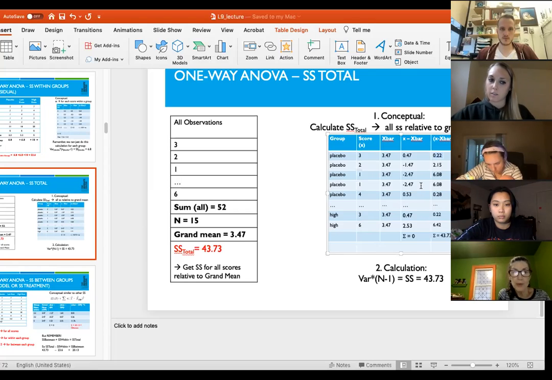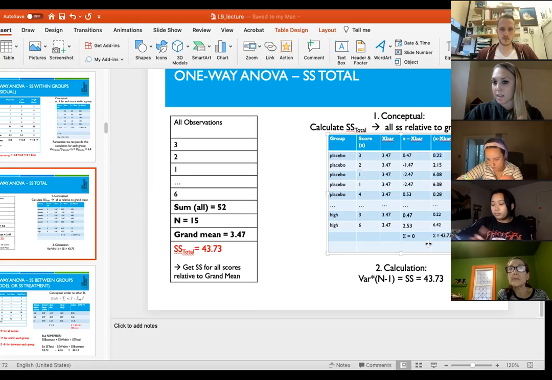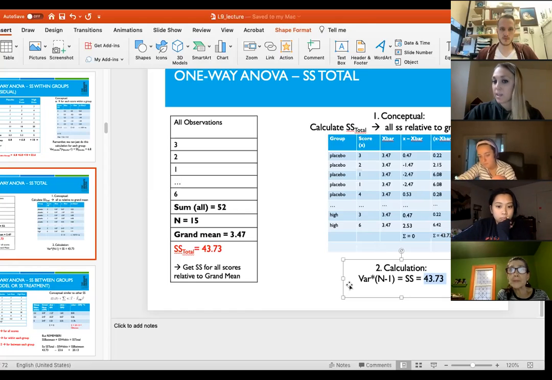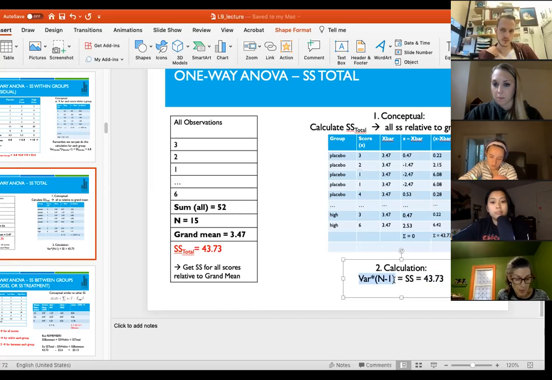Sorry, just knocked over something. Okay, so we always square it and then we sum it. So our sums of squares total is 43.73. But again, we could just calculate this doing variance times n minus 1, because we know that this is how you get to sums of squares.